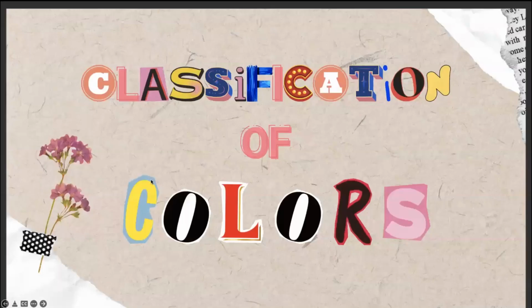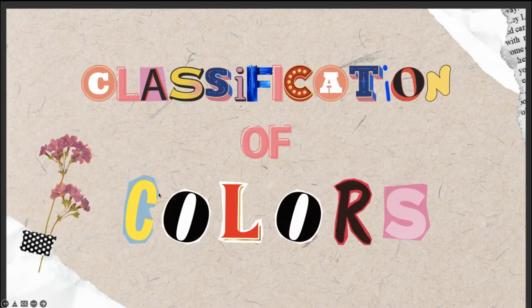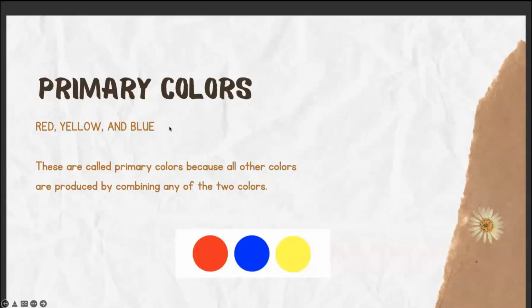Now let's talk about classifications of colors. Those are the elements we talked about regarding visual arts, and now let's focus on one element, which is color. Some of the concepts here you're familiar with, especially the basics, like primary colors. That's very popular to you. The primary colors are red, yellow, and blue. These are called primary colors because all the other colors are produced by combining any two of them. That's why they're the basic, foundational colors, the source of all the other colors.